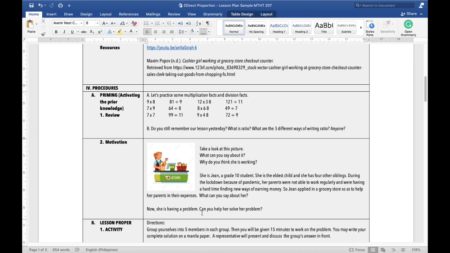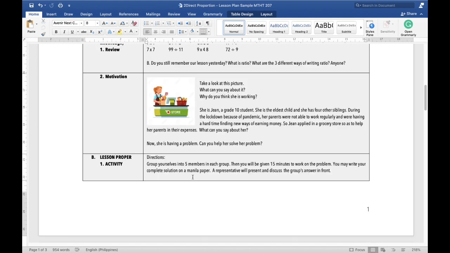So in making the activities, we need to make sure that students can relate to the problems that are being given to them. We can also use good traits and good conduct that students can follow. Okay, now she's having a problem. Can you please help her solve the problem? So we will ask the students to solve and help Jean in solving her problem. So we need to engage them. Somehow they can feel that they're part of the discussion of that problem.